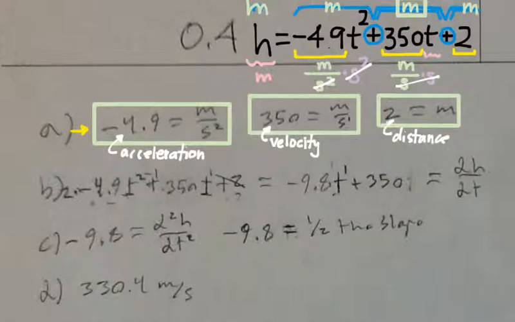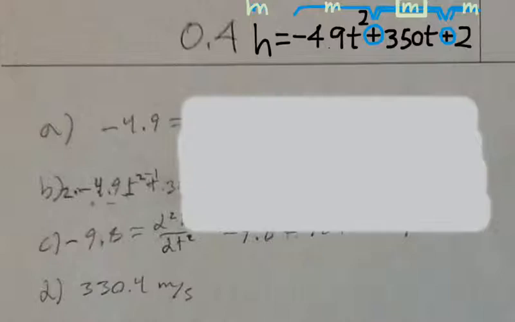So knowing nothing else about physics and mechanics, just doing the dimensional analysis on these three numbers can give us a clue about what the numbers negative 4.9, 350, and 2 mean in the context of this equation. Let's talk briefly about if we have this equation that relates height to time, how do we get its first derivative?